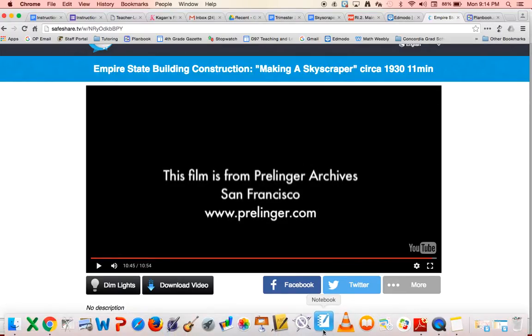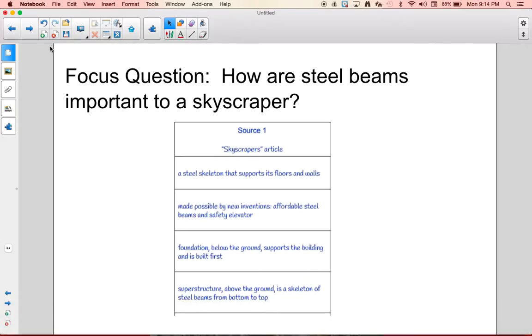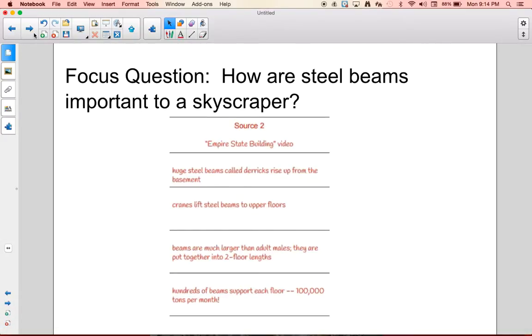Friends, now I'm going to write down the information that I took notes about during the video. Again, my question was, how are steel beams important to a skyscraper? And here's the information I got from the Empire State Building video, which is just so cool to watch, to see how it started to be built in the beginning.